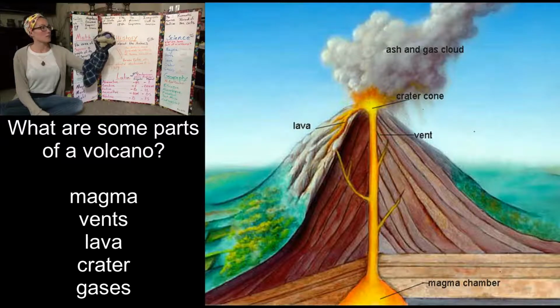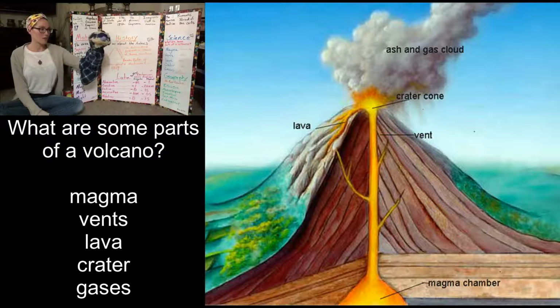What are some parts of a volcano? Some parts of a volcano are magma, vents, lava, crater, gases. How are you going to remember that? How about this? Some parts of a volcano are: magma turned on the vents after lava left a crater of gases in the bathroom. Magma, vents, lava, crater, gases.